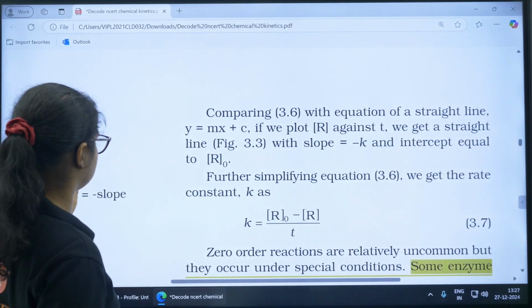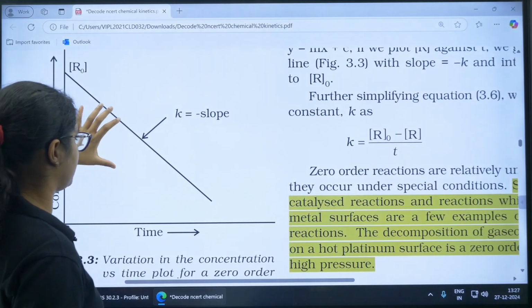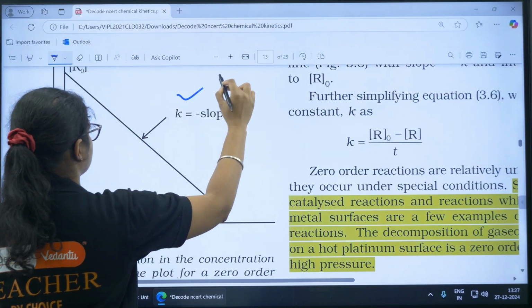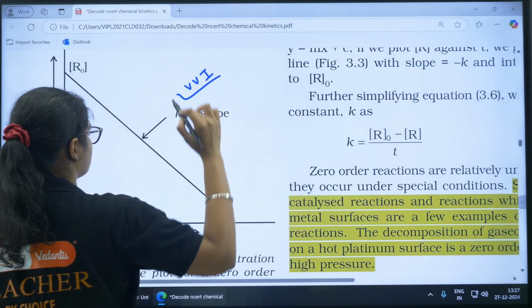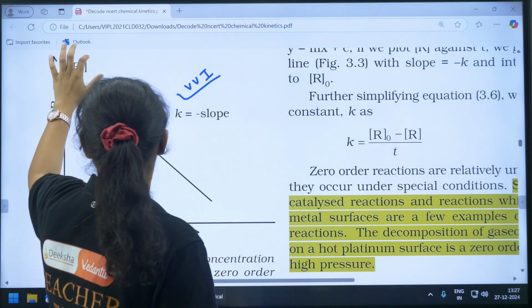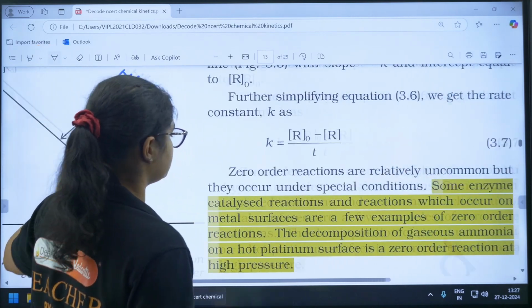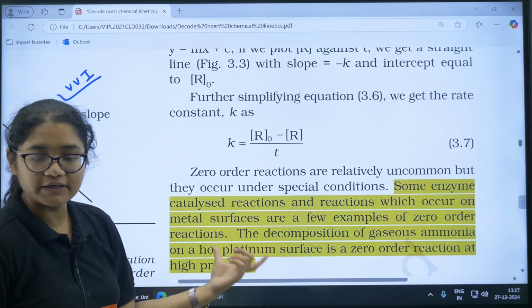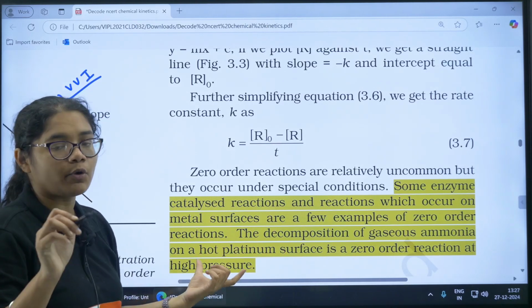Okay, next we have this graph for 0th order reaction. This is also very important. Whenever you derive, it is important if you can draw the graph. Clear? Now coming to next one, examples of zeroth order reaction. This is super important. Examples of zeroth order reaction is given here. So please note down these examples in points and remember.